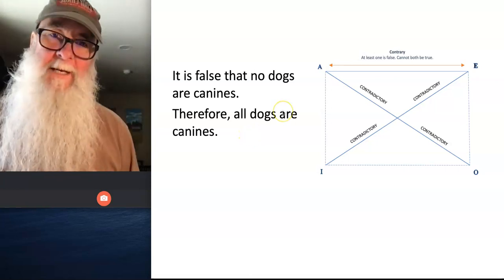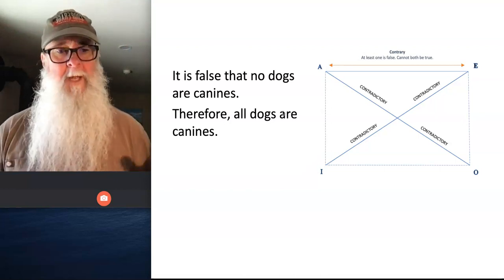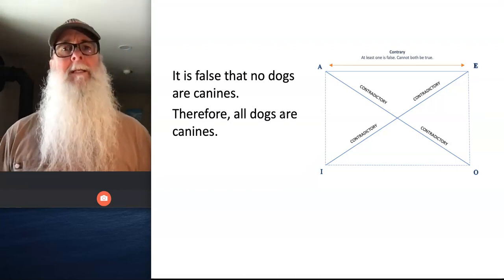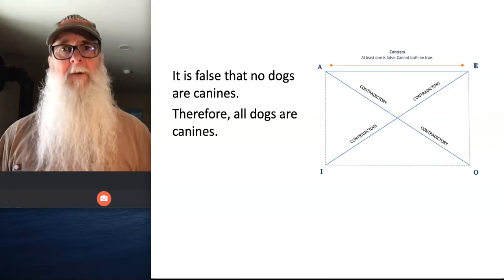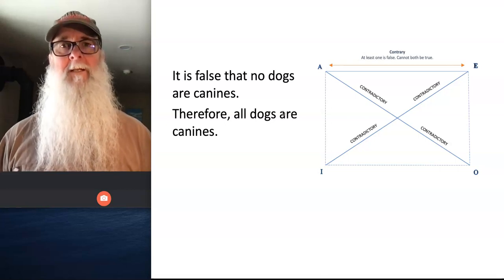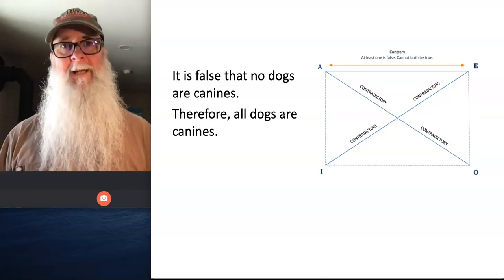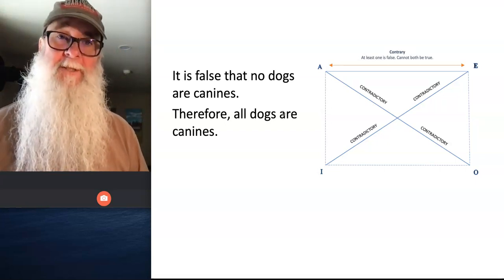Okay? Because think carefully about what the rule of contrary is saying. If you have corresponding A and E statements, and you know that one of those statements is true, the other one has to be false, because the rule of contrary says that corresponding A and E statements cannot both be true at the same time. But they can both be false at the same time.